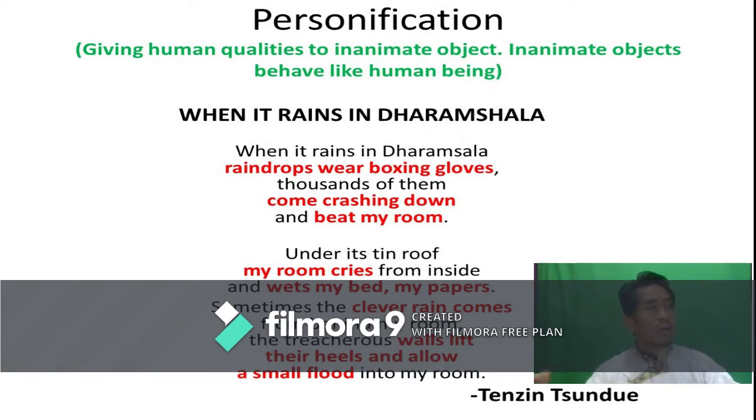Even if you remember a Tibetan saying, when you share your sad stories, even the mountains and the rocks empathize with you, and then they nod their head like this. So this is just personification. There are so many personification examples in almost all the languages.